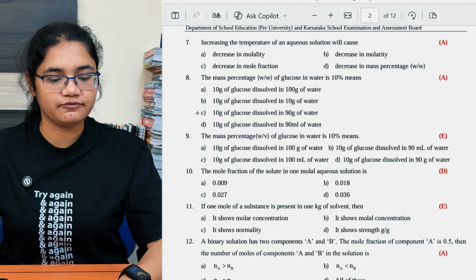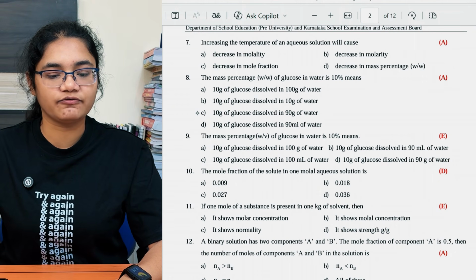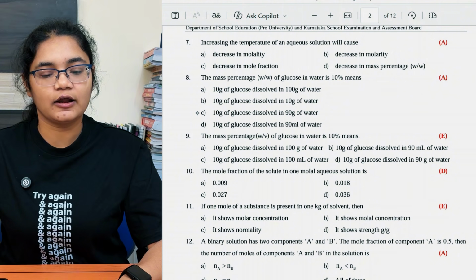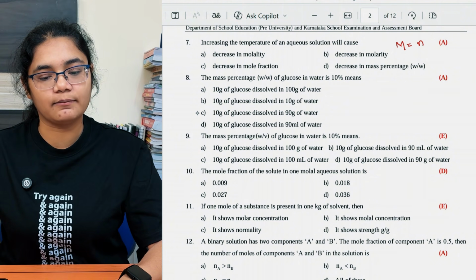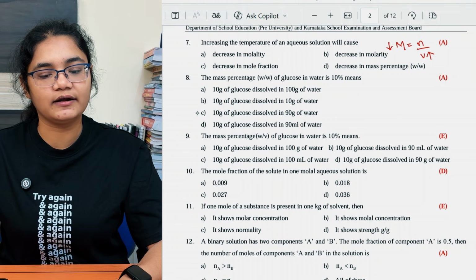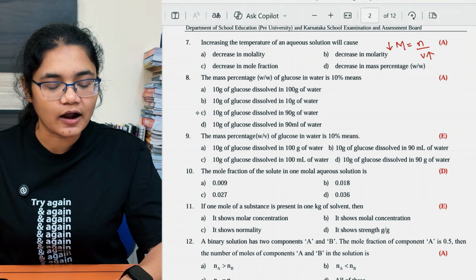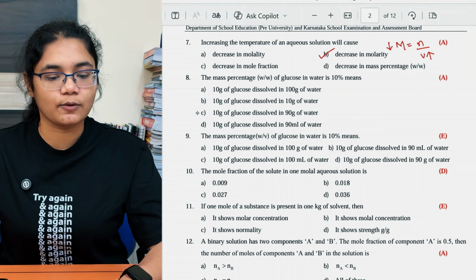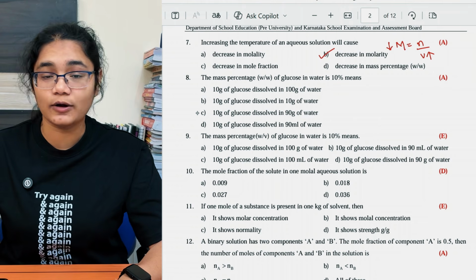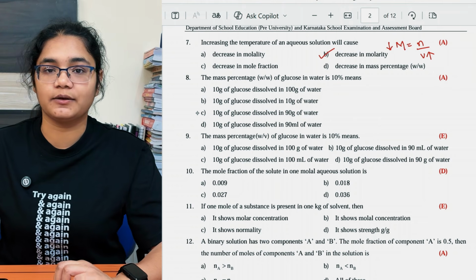Next, 7th question: increasing the temperature of an aqueous solution will cause. Now, if you see, molarity is equal to number of moles by volume. If you increase temperature, volume will increase, molarity will decrease, right? So it will be a decrease in molarity. You can see option A is decrease in molality, not molality, it is molarity. So option number B here.